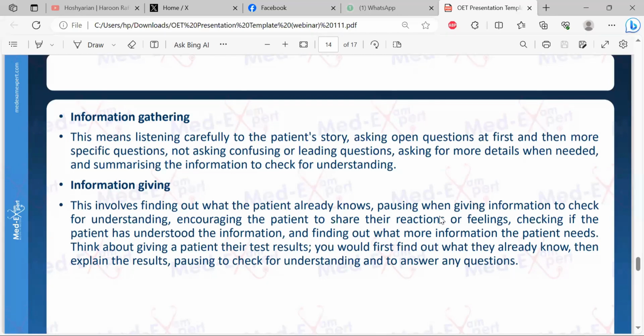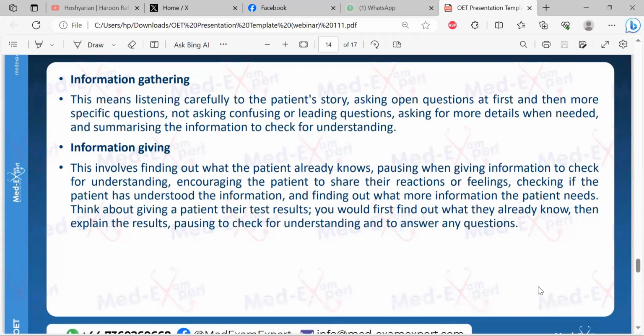Then information giving. This involves finding out what the patient already knows, pausing when giving information to check for understanding, encouraging the patient to share their reaction or feelings, checking if the patient has understood the information, and finding out what more information the patient needs. Think about giving a patient their test results. You would first find out what they already know, then explain the result, pausing to check for understanding and to answer any questions.